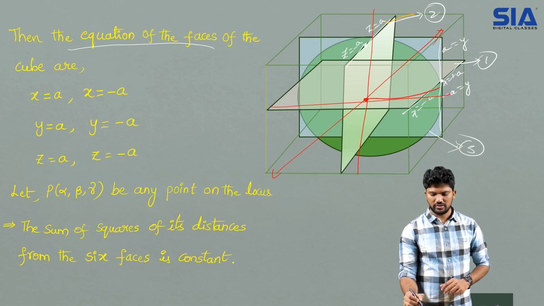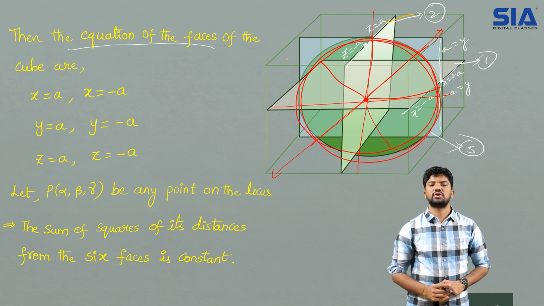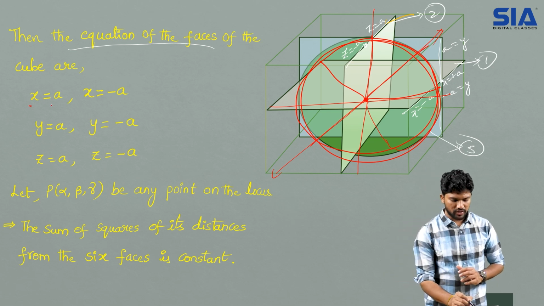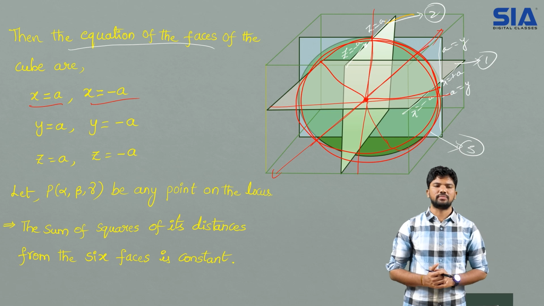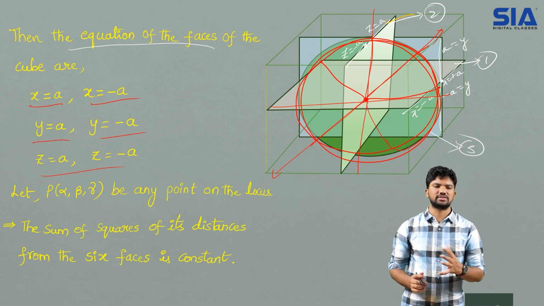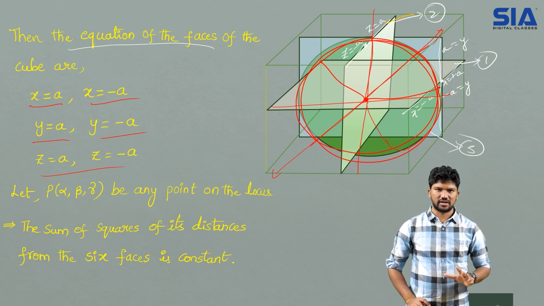From this point to this point, and from this point to here. If you join all the points, you will get the locus of the point like a cube shape. So therefore x is equal to a, x is equal to minus a, y is equal to a, y is equal to minus a, z is equal to a, z is equal to minus a. So these are the 6 face equations of the cube.